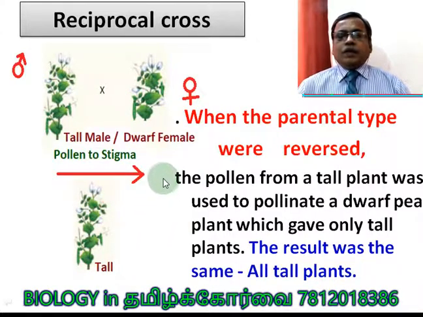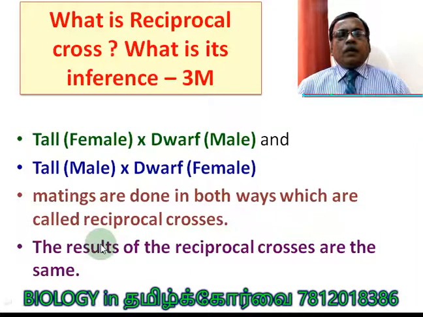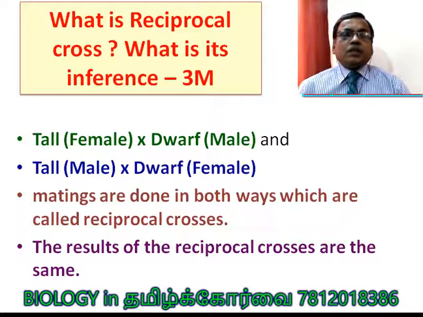In this, the reversal takes place. The pollen from the tall plant was used to pollinate the dwarf pea plant, which gave only tall plants for Mendel. The result was the same. All the plants of the progenies were tall. What is a reciprocal cross? What is its inference? This type of question can be asked in 3 marks.